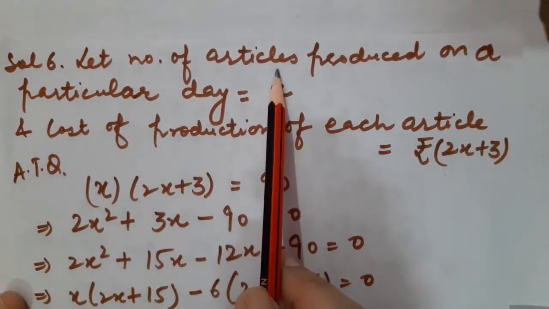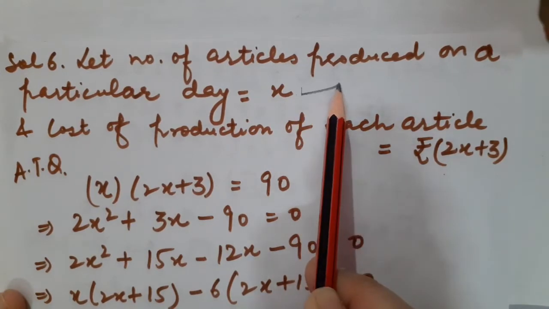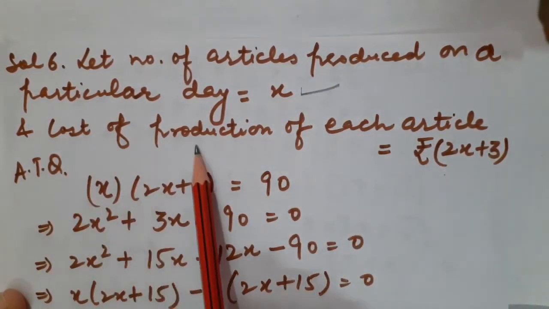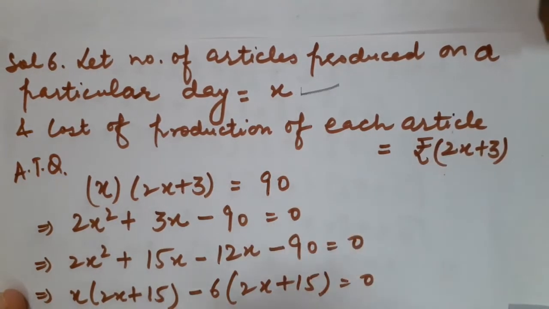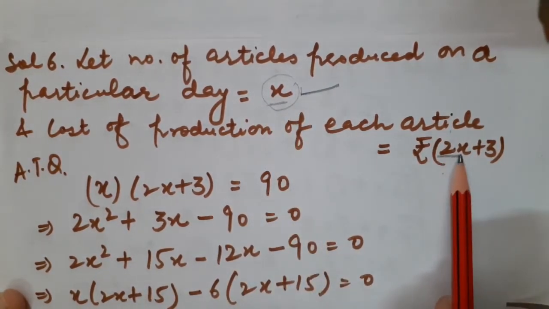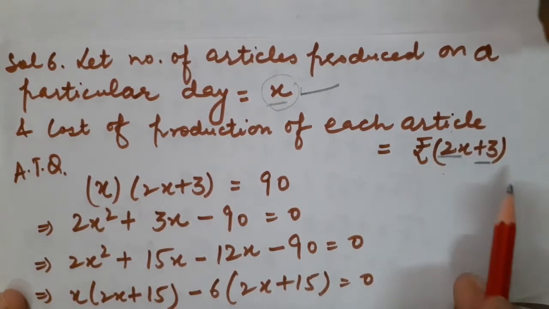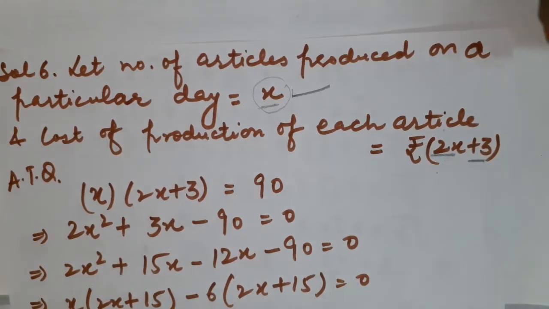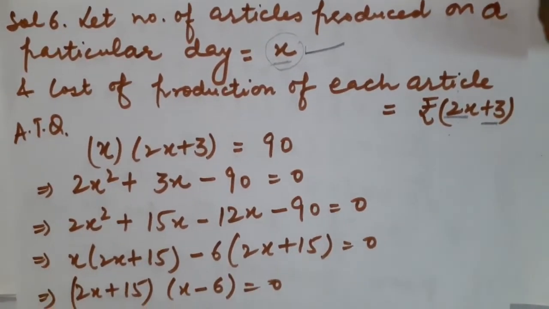Let the number of the pottery articles produced on a particular day be equal to x. And the cost of production of each article, what was said in the statement? That it is 3 more than twice the number of the article produced on that day. How many articles were produced? That is x. You have to make it twice. It would become 2x. And 3 more than, then add 3 in it. Correct. What is the total production cost given on that very day? It was rupees 90.